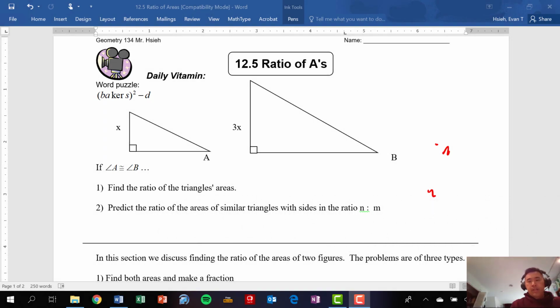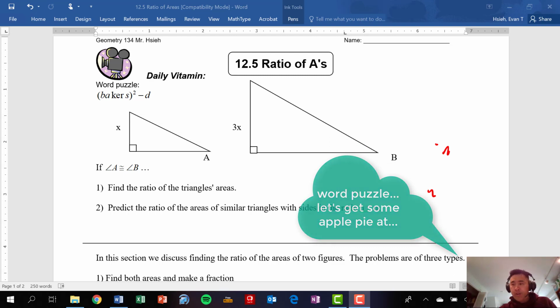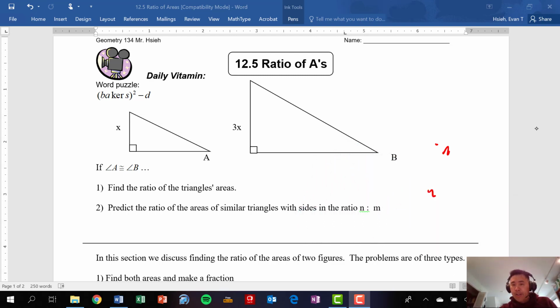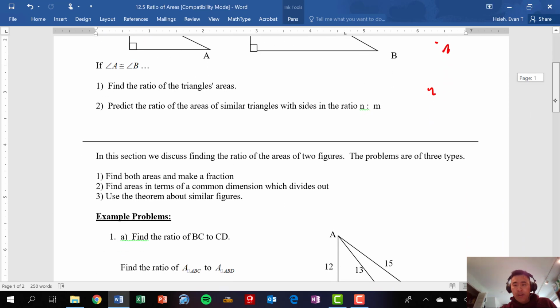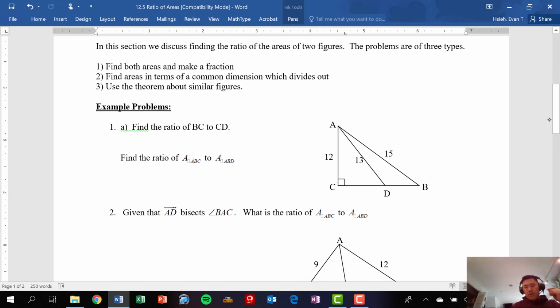All right, today we're going to take a look at section 12.5, which is talking about ratios of areas to each other. So we're going to take a look at figures and compare their areas to each other. There are three different types of problems in this section. This section is definitely one of the tougher sections in our book. So I'll introduce three different types of problems on the front side, and then we'll try some examples of those types of problems on the back side.